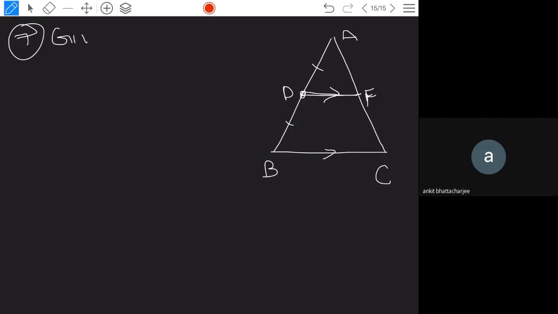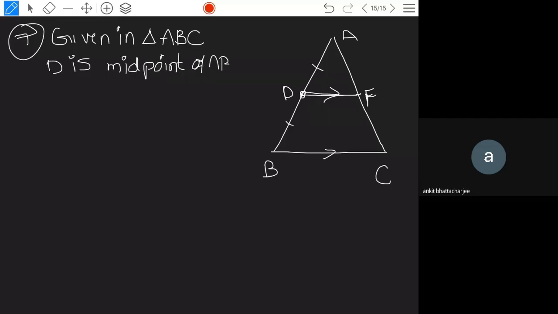Given in triangle ABC, DF is the first thing given. D is the midpoint of AB. So that is nothing but you can say that AD is equal to DB.